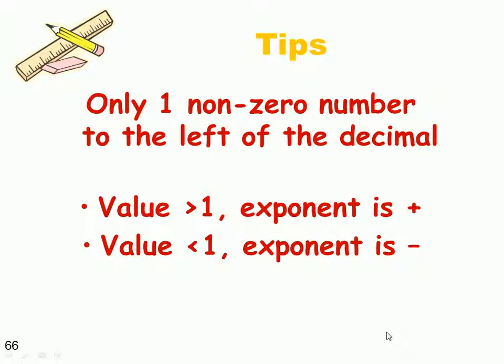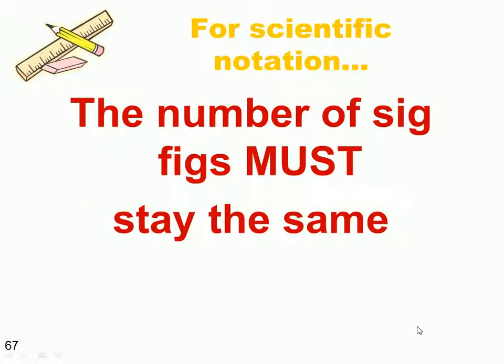So one thing that becomes helpful is to remember that anytime you're trying to figure out if the exponent should be positive or negative, think about the value of the number. If the value of the number is greater than 1, and I'm talking about the long form, the original form, then the exponent will be positive. If the original value of the number is less than 1, then the exponent should be negative. And one of the things that makes scientific notation a little different in chemistry than when you probably learned it for the first time is that in chemistry we now know about sig figs, and so you have to retain the number of sig figs as you convert to and from scientific notation.